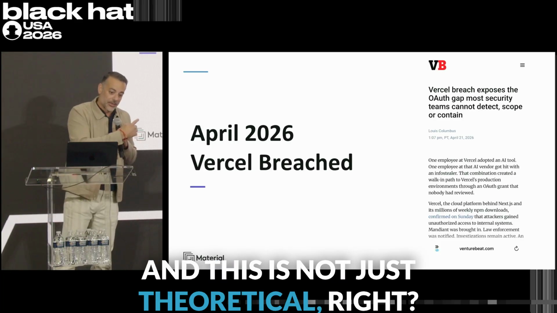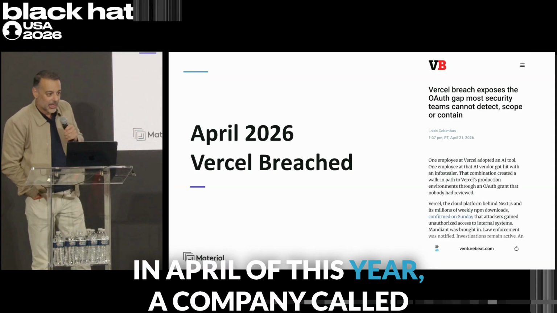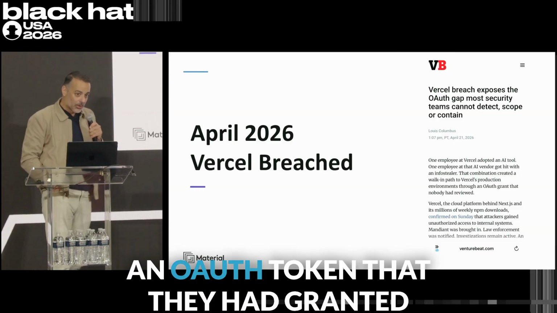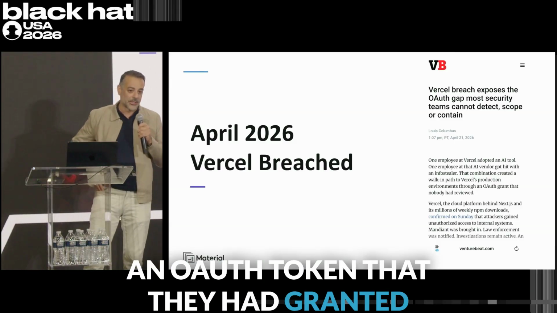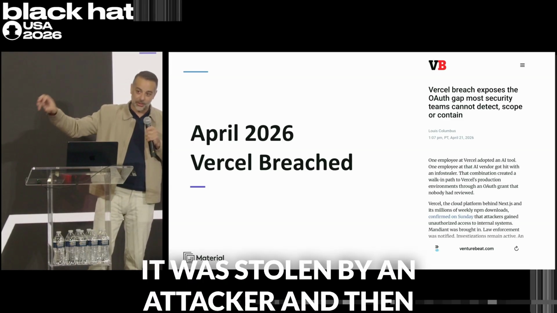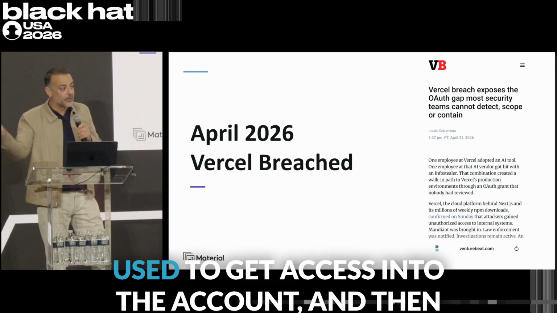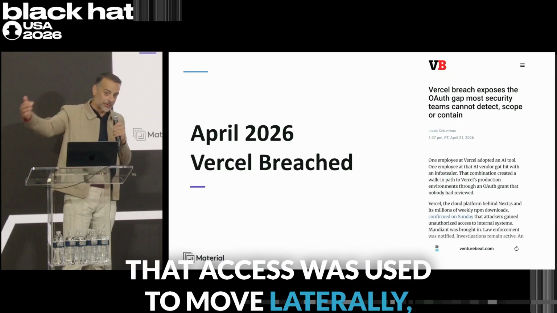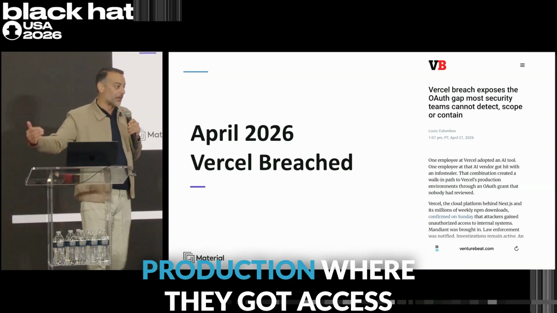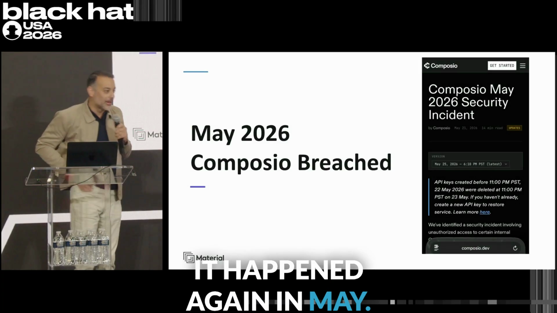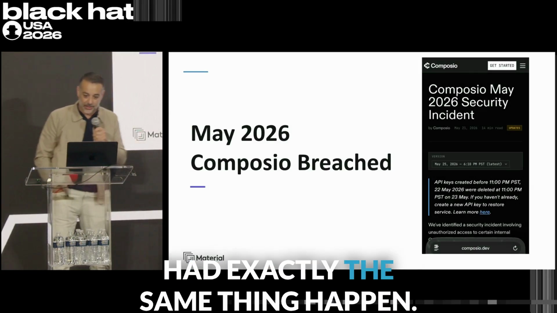And this is not just theoretical, right? In April of this year, a company called Vercel was breached. And the way they were breached was an OAuth token that they had granted to a third-party app, that their employee had granted to a third-party app, was stolen. It was stolen by an attacker and then used to get access into the account. And then that access was used to move laterally, and eventually the attacker ended up in production where they got access to customer data. It happened again in May. Another company called Composio had exactly the same thing happen.